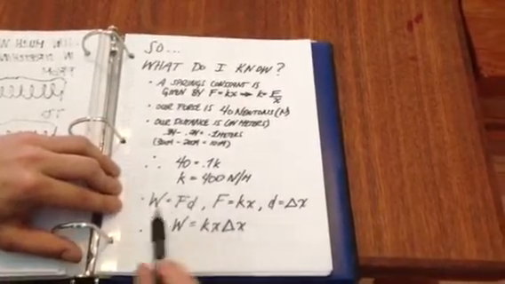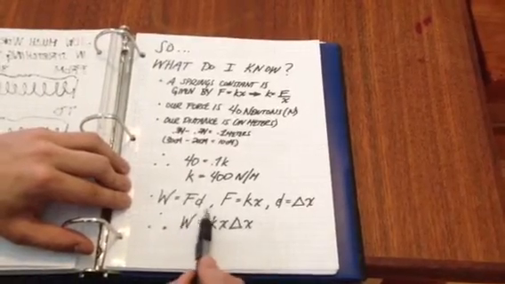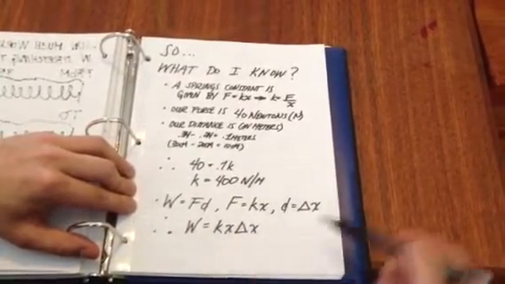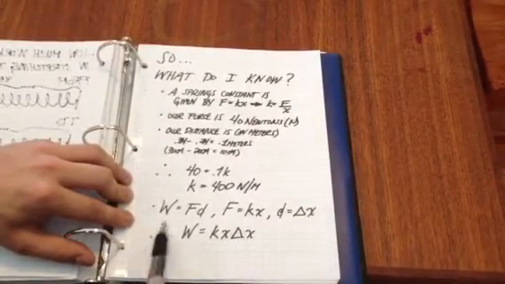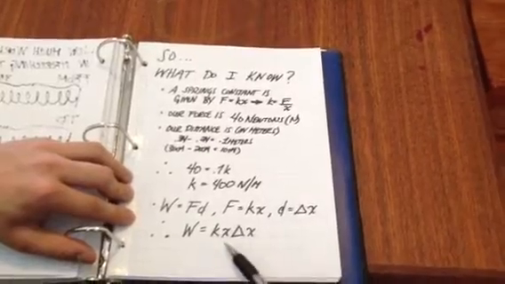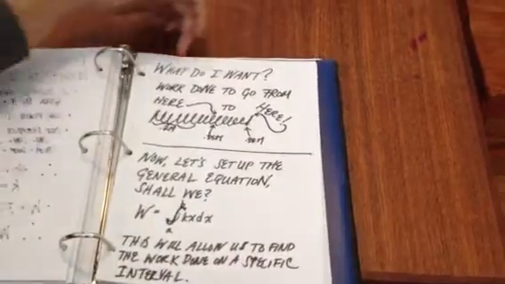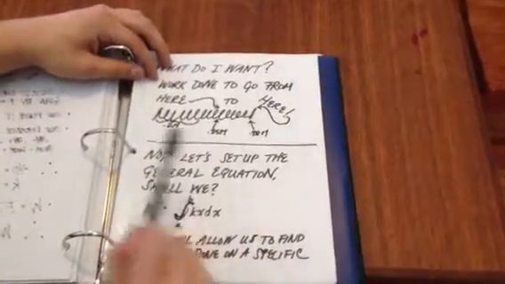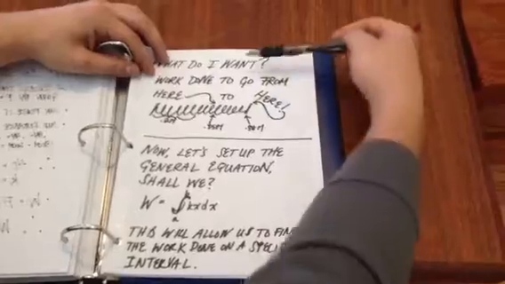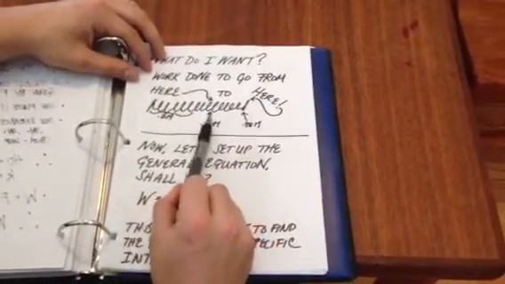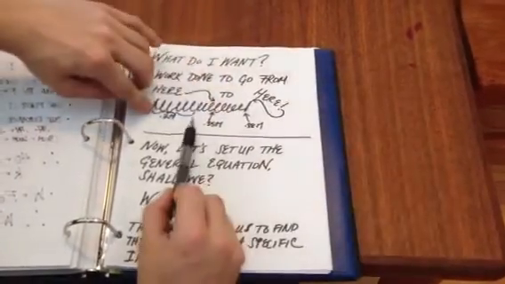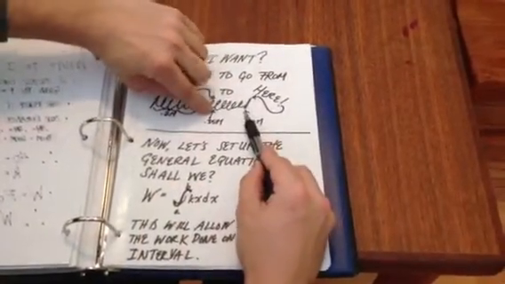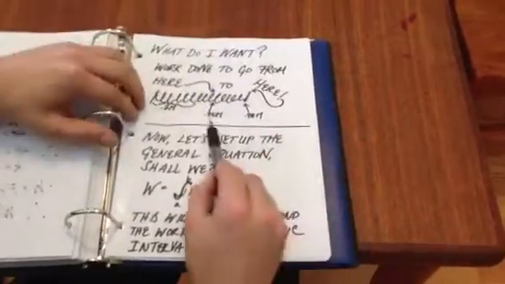So, if work equals force times distance, and force equals K times X, and the distance is delta X, then work equals K times X times delta X. So what do I want? I want the work done to go from here to here. How much work does it take to stretch the spring out this much on this interval, starting from the natural state?